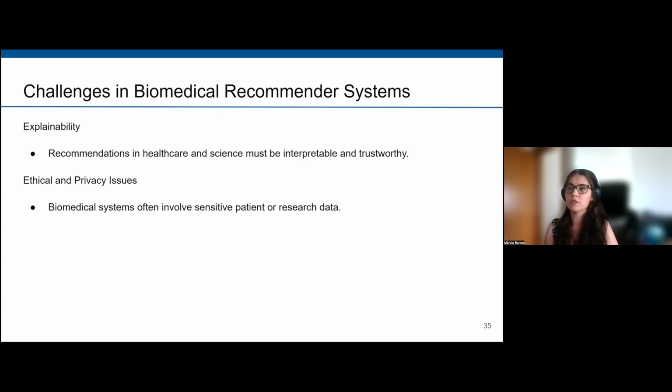Another challenge is explainability. Recommendations in healthcare and science must be interpretable and trustworthy, or otherwise clinicians and researchers will not use our methods. And of course, we also have ethical and privacy issues, because biomedical systems often involve sensitive patient and research data, private data that cannot be shared. Even if we are creating these nice knowledge graphs and datasets, we cannot share them. That's very difficult to work with.